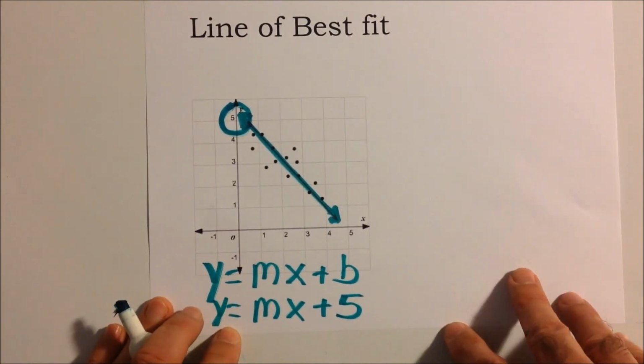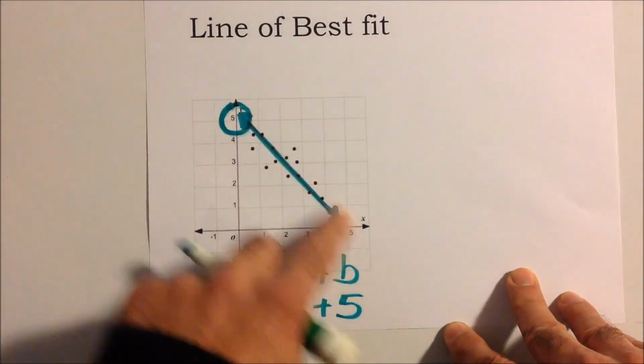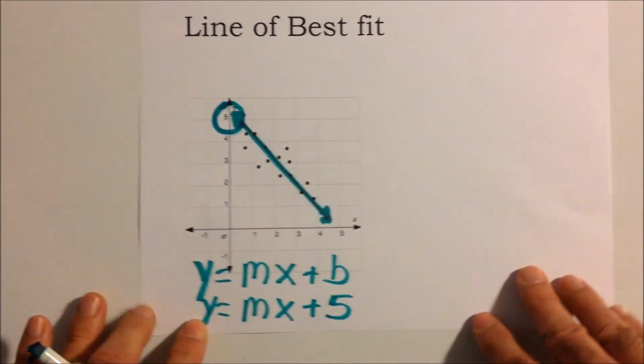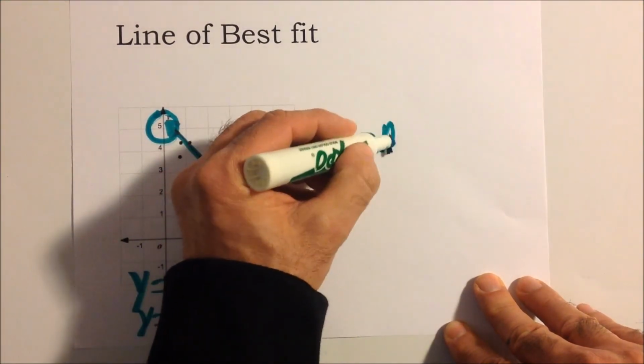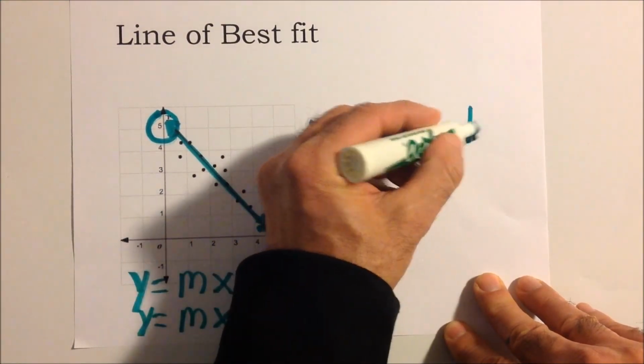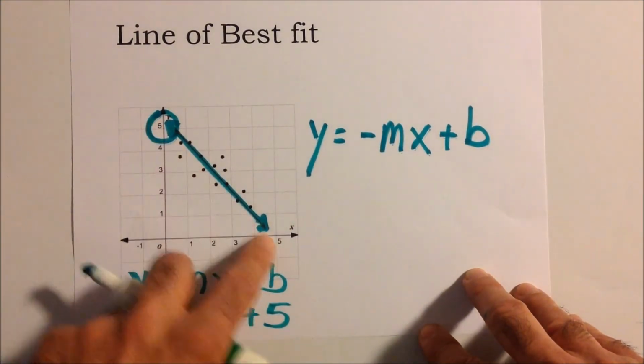But it's important to know that this is going to be a negative slope because it's going down. It's a negative correlation. So we also know that this will be y equals negative mx plus b. So just be careful when you're making an equation based on a line of best fit.